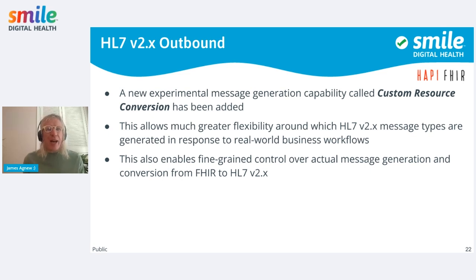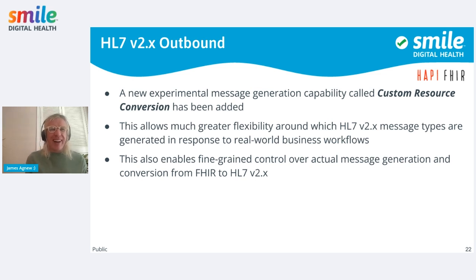Users of HL7v2 outbound capabilities may be excited to hear that we've now got a new capability for generating HL7 outbound transactions. We've had the ability to generate outbound HL7 v2 messages for a good while now. But one of the limitations has been that your generation is very tightly bound to the resource types that are being changed in the system. So it was very easy for you to set up an outbound feed that would produce, for example, HL7 ADT A08 messages whenever an encounter got updated. That was a thing that was fairly easy to do.